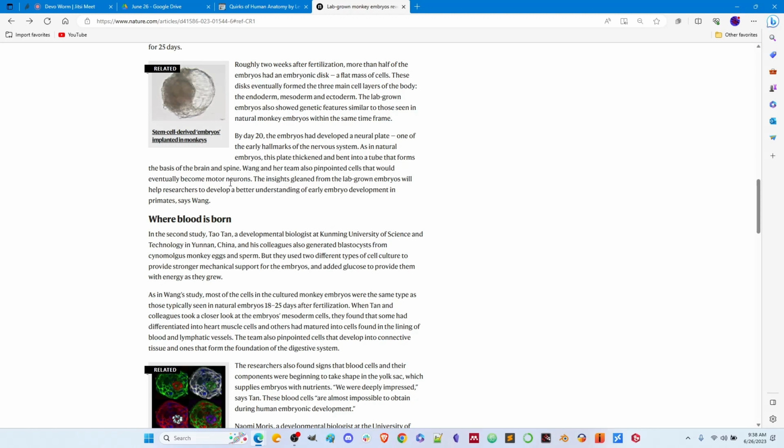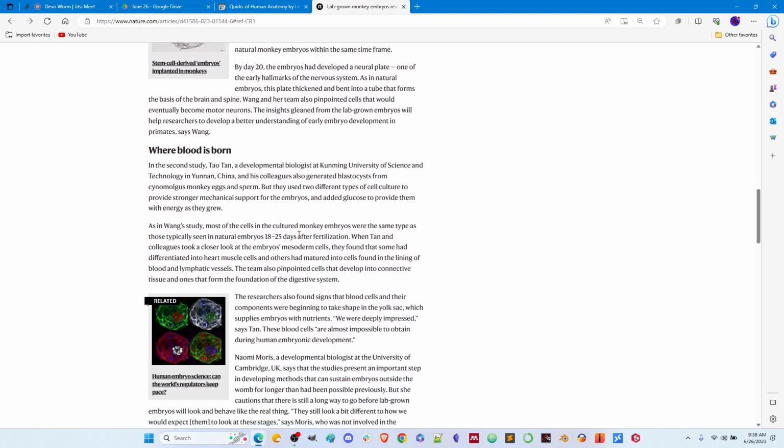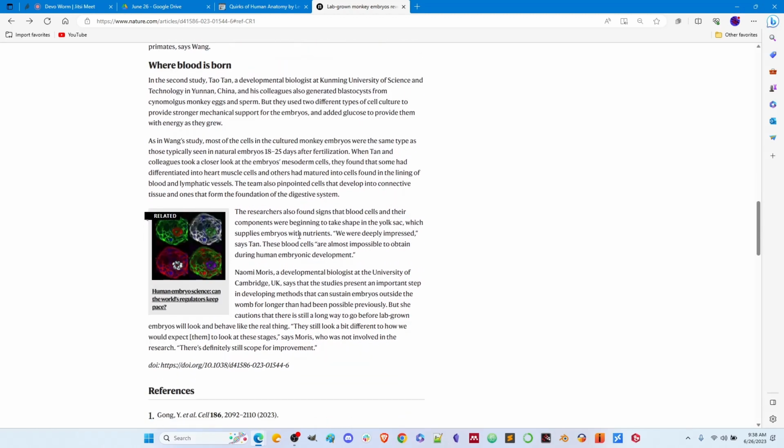They also pinpointed cells that would eventually become motor neurons. The insights gleaned from the lab-grown embryos will help researchers develop a better understanding of early embryo development in primates. So this is another example in primates, of monkeys, not in humans, but you have these two competing. So basically, primates were beginning to be able to do this in different species. So, every species is different.